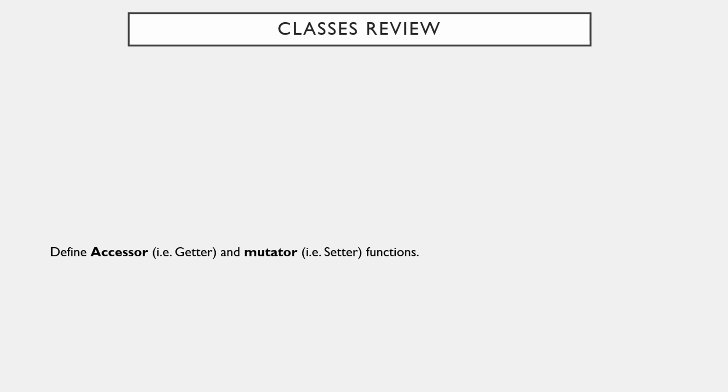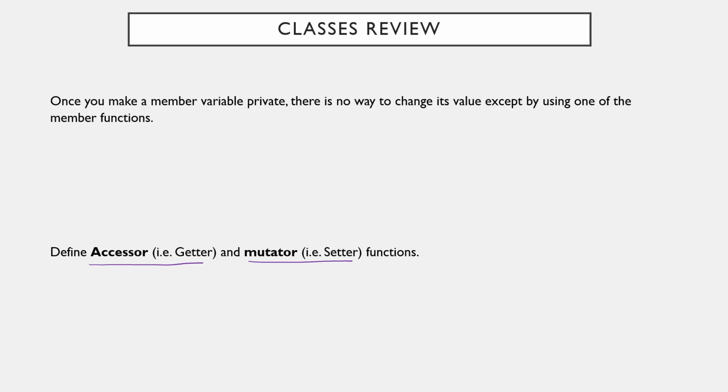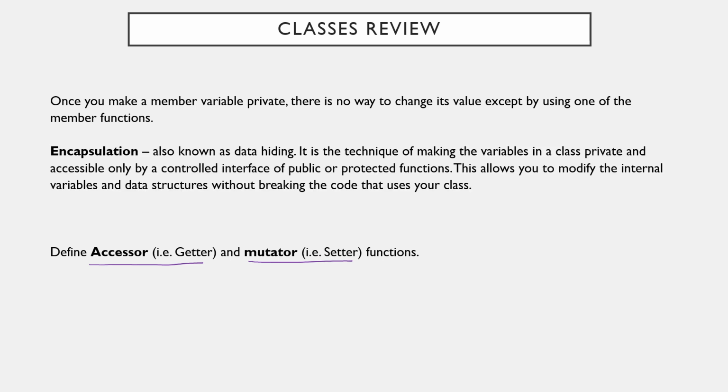Okay, so you want to define all of your variables to be private, and if you do define your variables to be private, then you would define accessor or getter functions and mutator or setter functions in order to access the private member variables, because private member variables can only be accessed through your class member functions. But today we're going to talk about another way to access private member variables, and that is through friend functions.